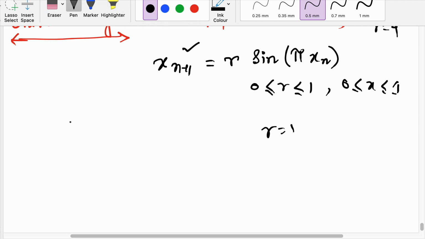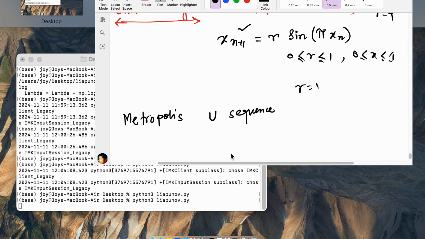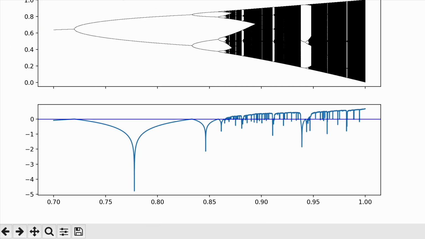Metropolis U sequence. So this is called the U sequence. It is saying something about the order of the periodic orbit. You see that the first periodic orbit is 1 cycle, then 2 cycle, then 4 cycle, then 8 cycle, and it will go like that.